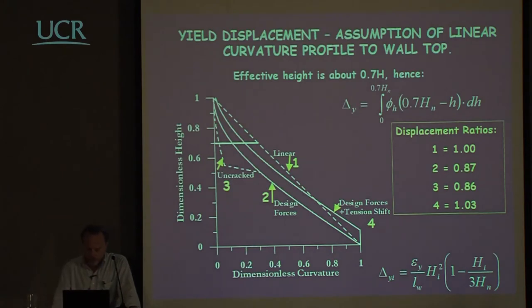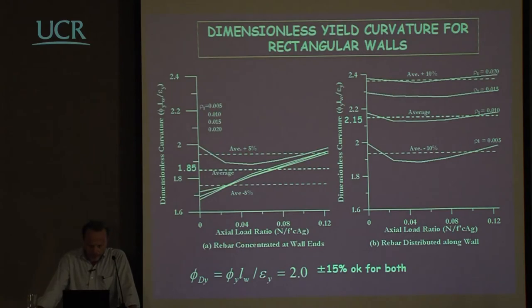So this is just to say that it is reasonable to assume this displacement to calculate what the yield displacement will be. Now, if we look at the yield curvature for rectangular walls in a non-dimensional form, taking the curvature times the width of the wall, and we look at what happens as a function of the axial load ratio, as a function of the reinforcement.